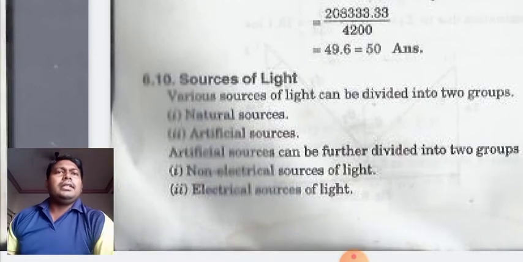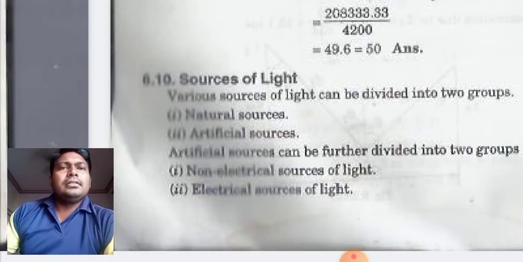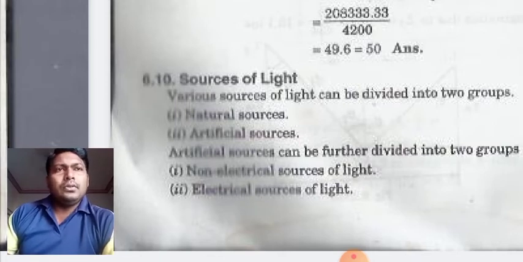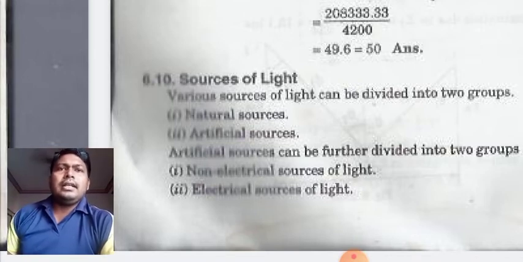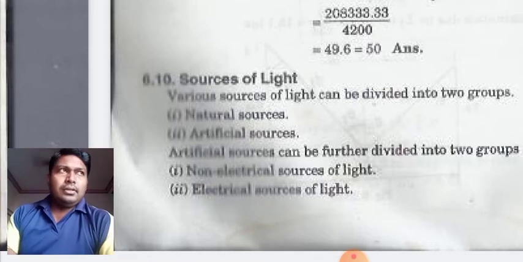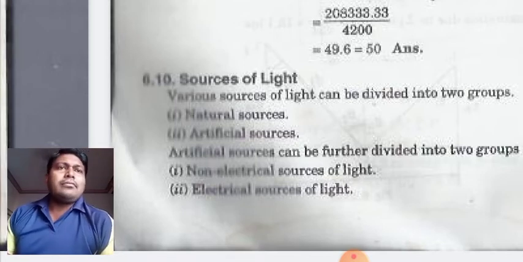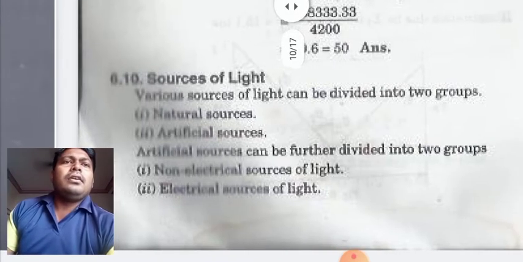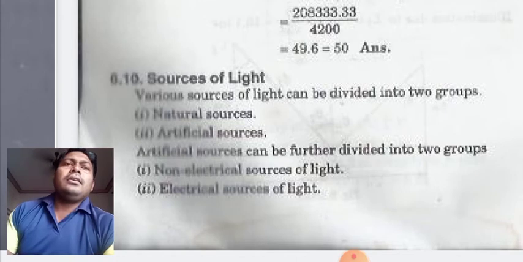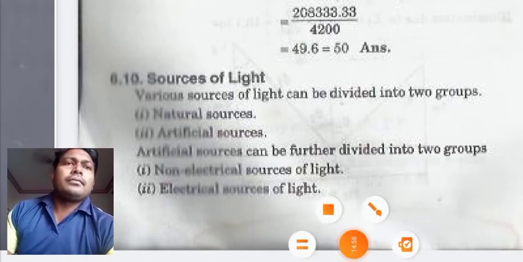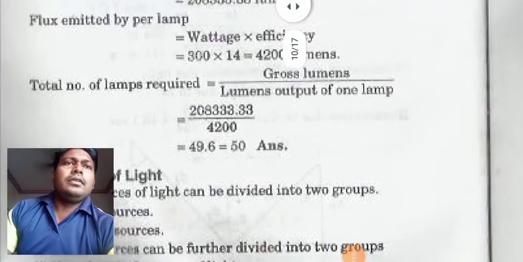Now, students, today we will discuss the sources of light. There are various sources of light, and they can be divided into two groups: natural sources and artificial sources. Because those sources are due to nature, we call them natural sources. Those which have been made by us are called artificial sources. Artificial sources can be further divided into two groups: non-electrical sources and electrical sources of light. So we will discuss them.